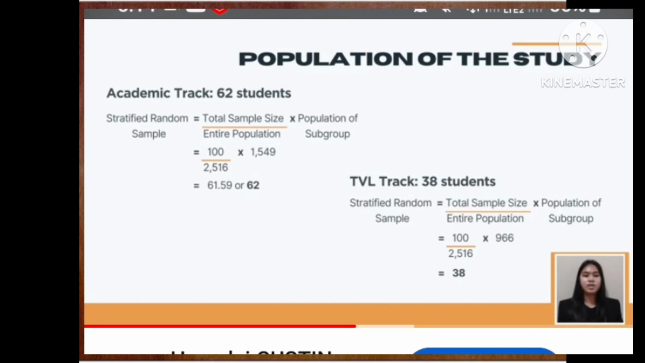62 academic track students and 38 DVL track students are the needed respondents for the study. This is computed using the stratified random sampling where the formula is: stratified random sample equals total sample size over entire population times population of subgroup.